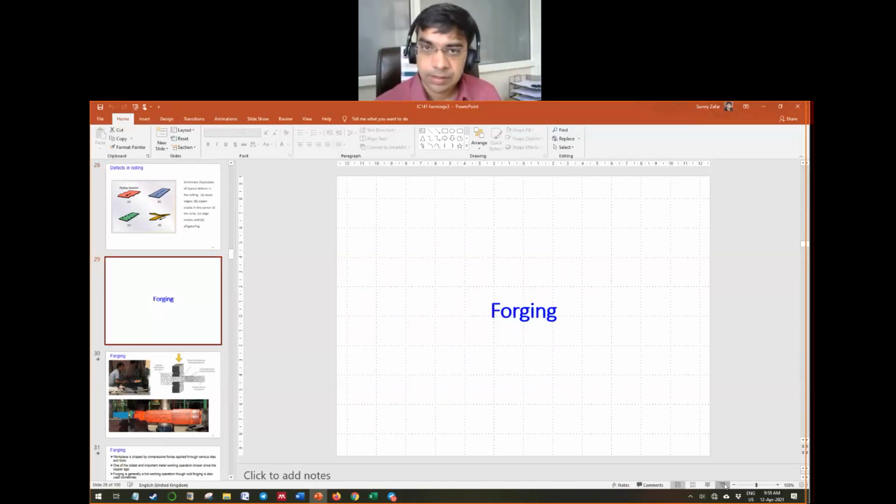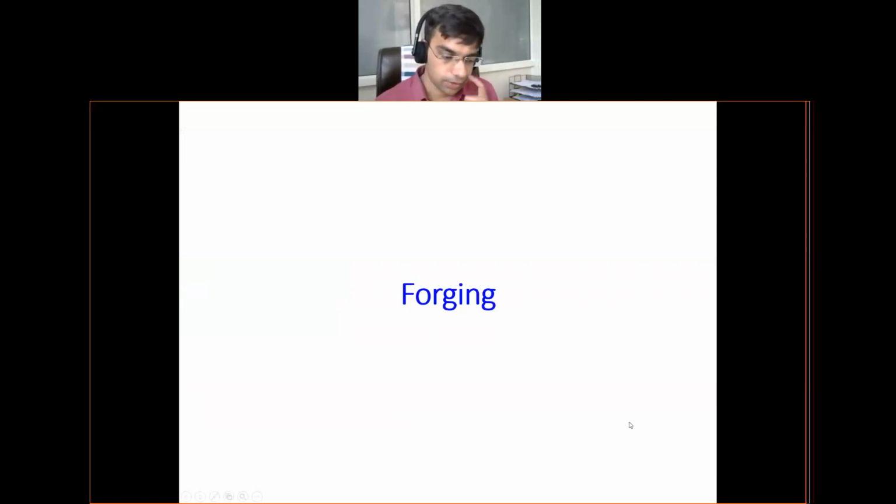So we start with the next process, forging. Forging is another metal forming process which is used to make a lot of products. It is one of the oldest metal forming processes, which has been used since the copper ages and bronze ages by blacksmiths to create weapons or tools for agriculture.